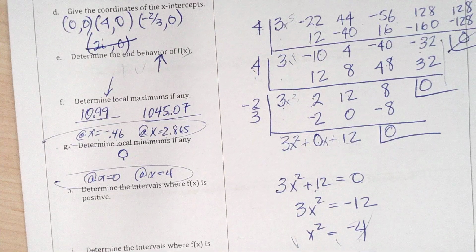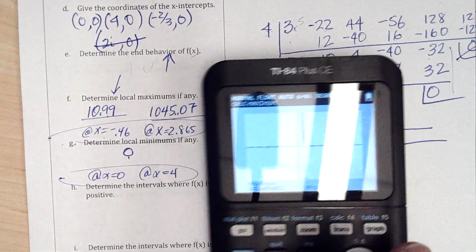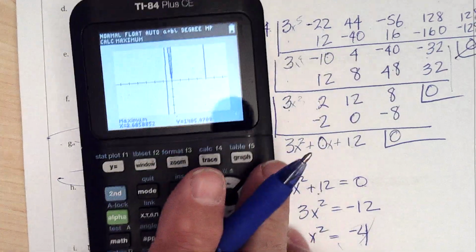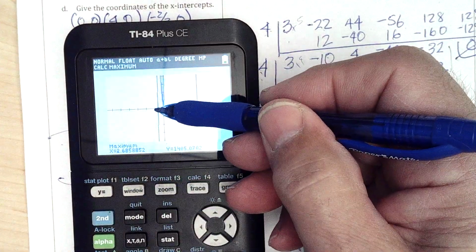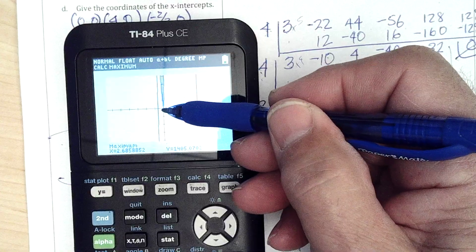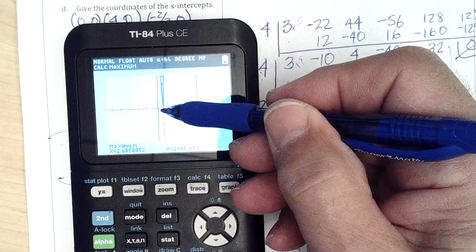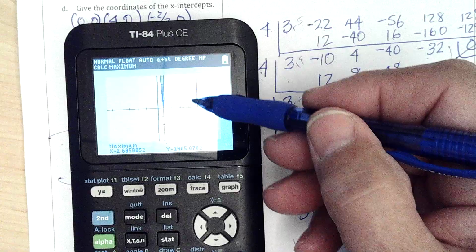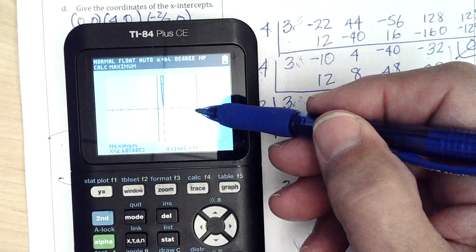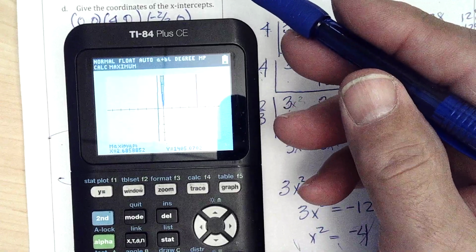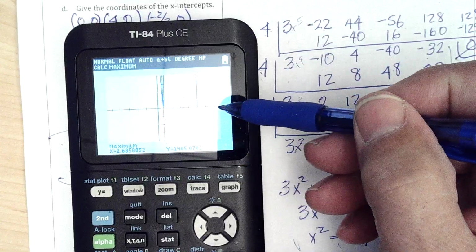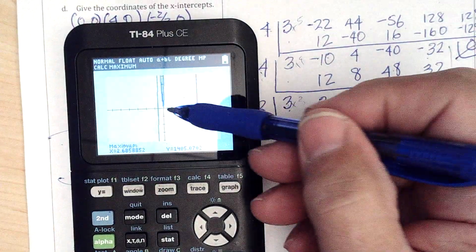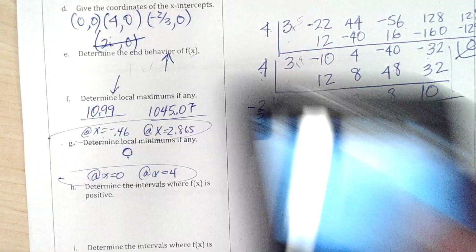Now, where is it positive? Well, it's negative over here. It goes positive from that place to that place. It's 0 there, and then it's positive again to there. It's 0 there, then it's positive after that. So it's positive from negative 2/3 to infinity, except at 0 and 4.